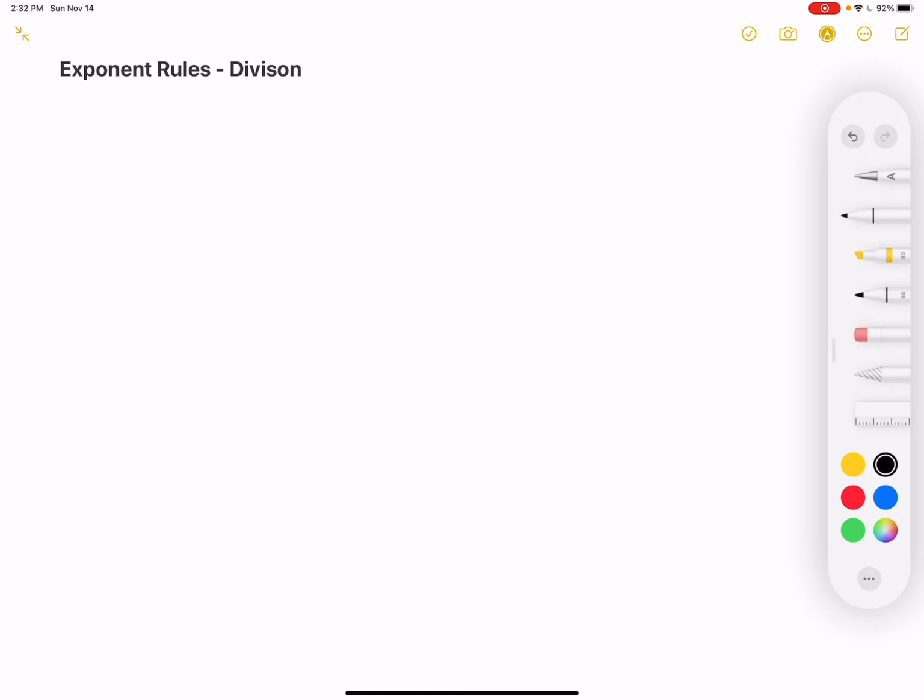Okay, so let's start off with the problem. Let's say we are looking at the problem, choose number 4. If we've got 4 to the 5th, and this time we're going to try to divide it by 4 to the 3rd, let's say, 4 cubed.